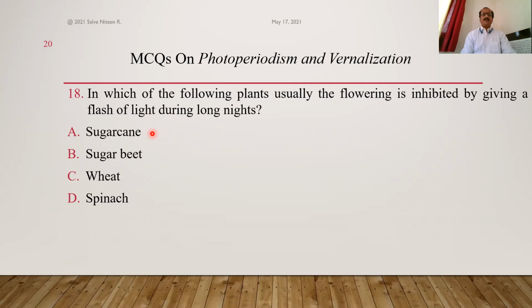and the vegetative stage is economically more important in case of sugarcane. Flowering is not important. So this is a usual practice. Farmers give a flash of light during long nights in the sugarcane plant so that we have more vegetative yield. So here the answer is A, sugarcane, which is a short day plant.